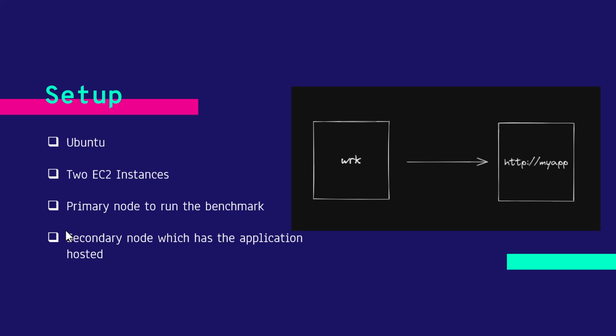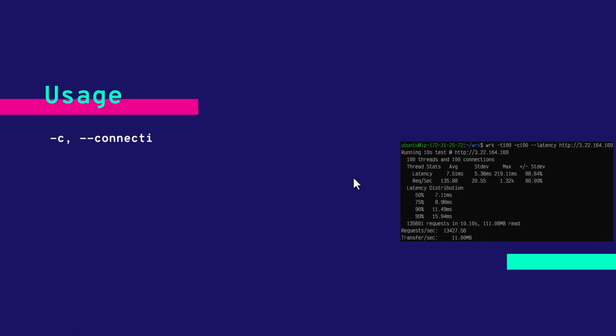Similar to the Apache Bench video, we are going to spin up two EC2 instances. On one EC2 instance, we are going to install WRK, which will act as the primary node. Another EC2 instance will have the Nginx demo application, so that we make sure our load generator is not a bottleneck for our performance testing. Now let us see the usage.